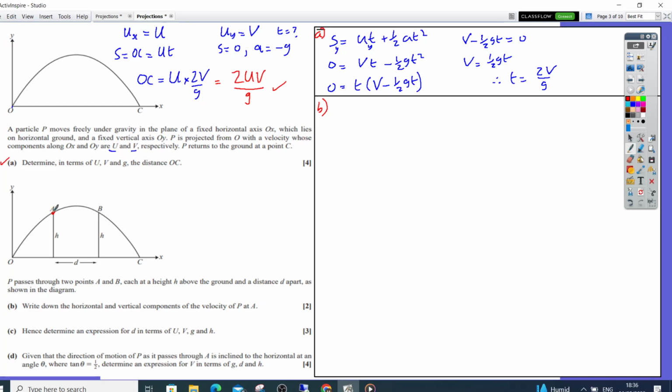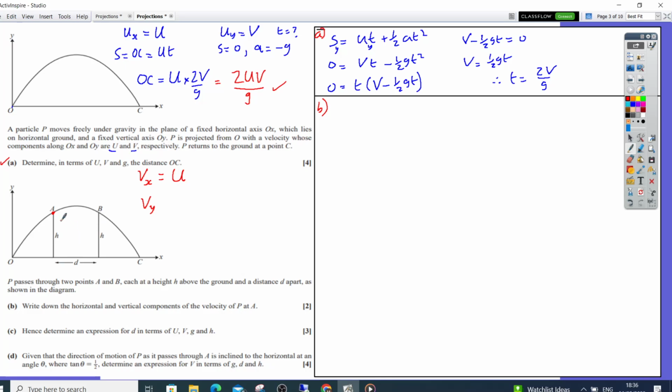Okay, so if we're doing that, we need to find the components of velocity in terms of horizontal and vertical. Well, we know that the velocity doesn't change in the horizontal. So the final velocity in terms of x is always going to be the same as the initial velocity, which in this case is capital U. Now we're looking at the vertical component, so we want to know the final velocity in y at that point.